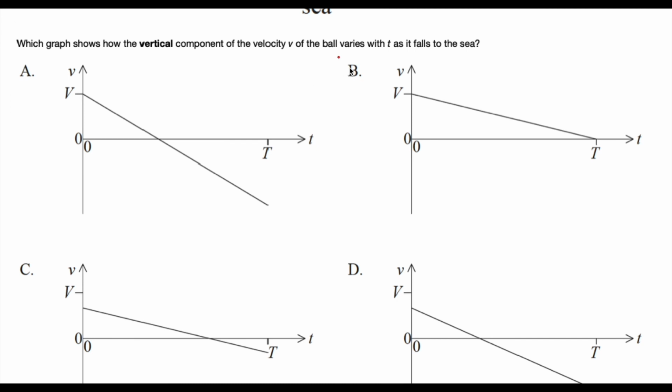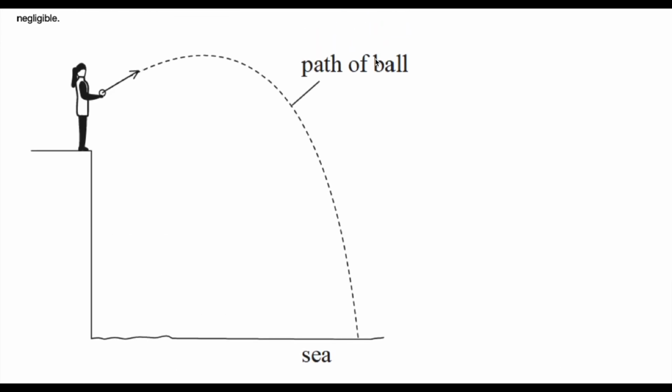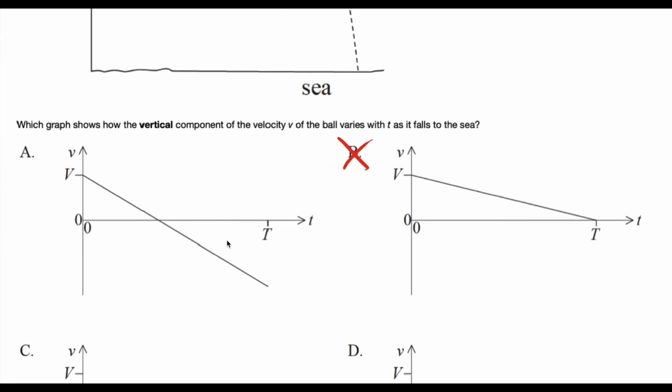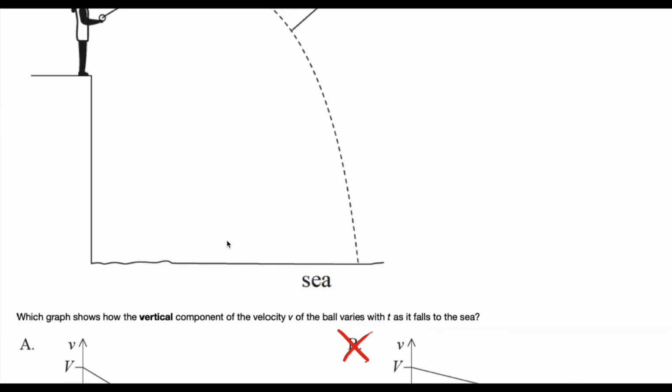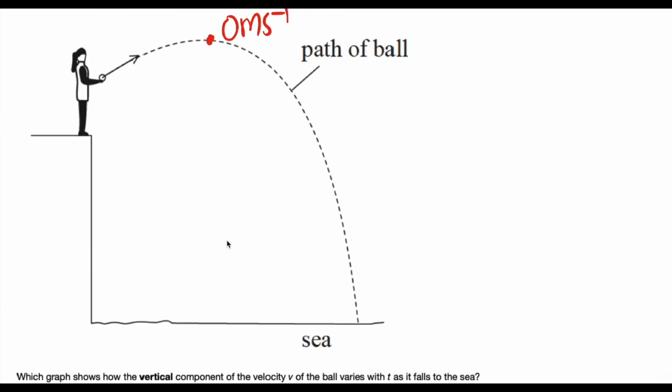So we know B is definitely wrong, because when it falls, it's going to have a negative velocity. So the velocity of 0 meters per second is at this point, at the highest point. But as long as the ball passes this point, it's going to have a negative velocity. So B is wrong.